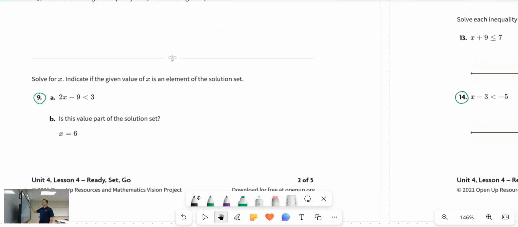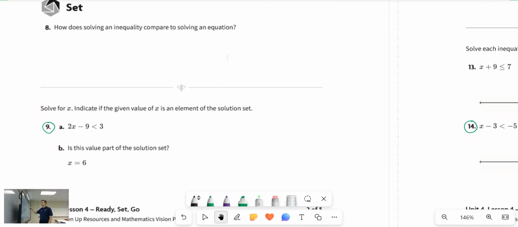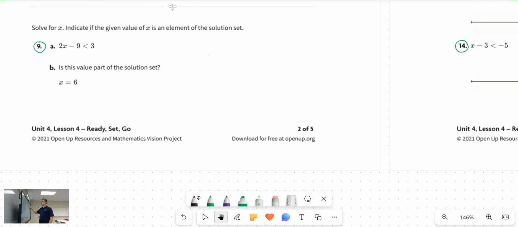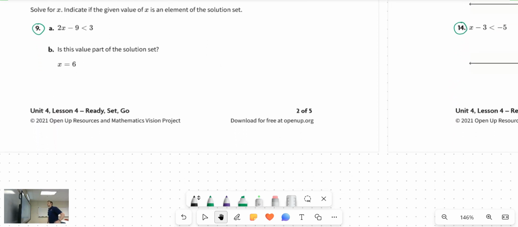All right, let's go find number 9. What are the instructions here? Solve for x. Indicate if the given value of x is an element of the solution set. Okay, so we are solving for x. So we're going to make these inequalities just x is either less than or equal to or greater than. We're going to make x be alone, and then figure out if x equals 6 satisfies the solution, so whether it's in the group of solutions or not.